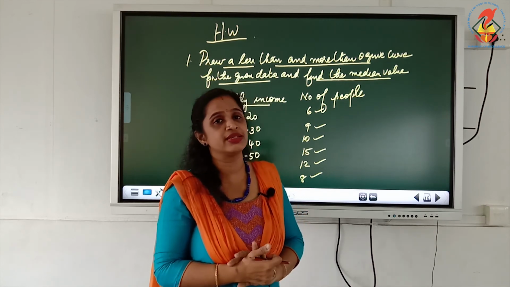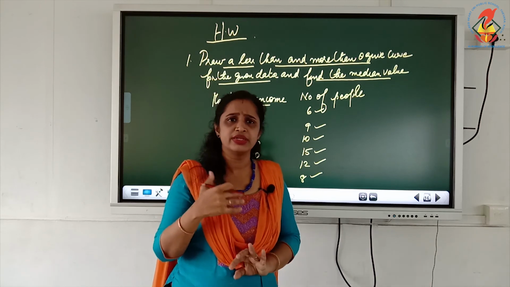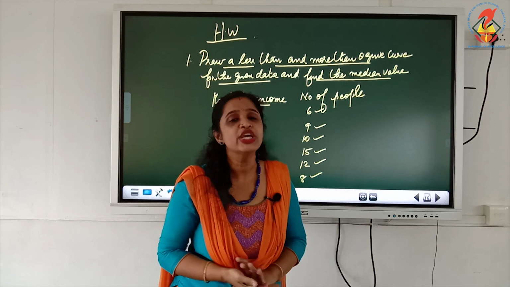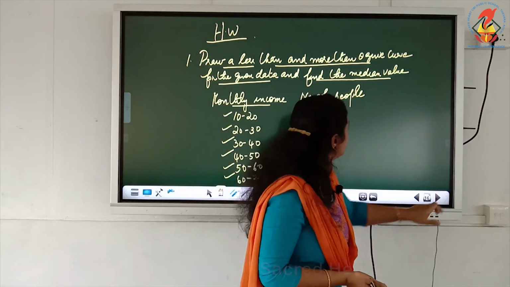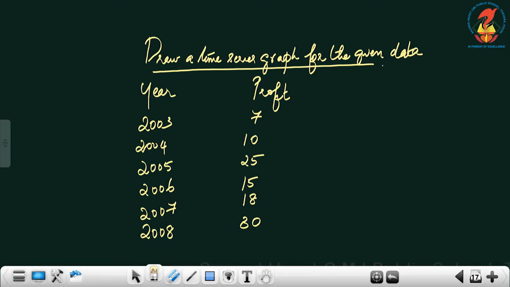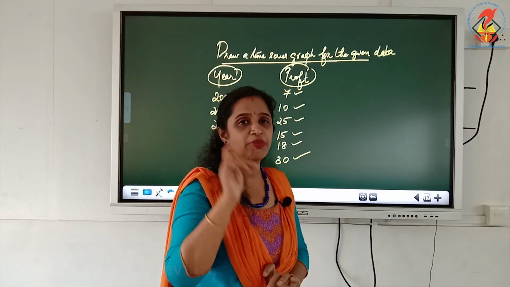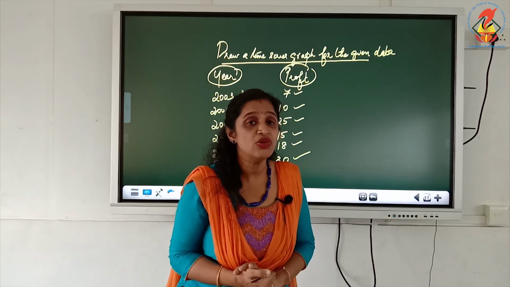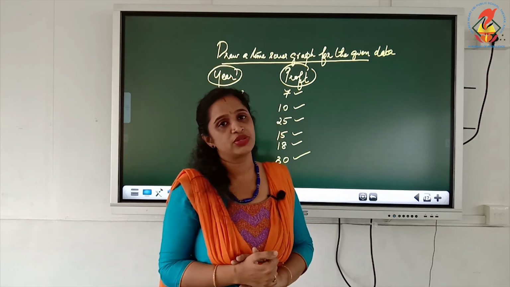If you are doing it on graph paper, it will be good. It is not compulsory, you can do it on normal paper and find out the median value. Now the next one is to draw a time series graph for the given data where year and profit are given. Year from 2003 to 2008 and profit values as 7, 10, 25, 15, 18 and 30. Only one variable is given here, profit, for corresponding years. Therefore it is a one variable graph.